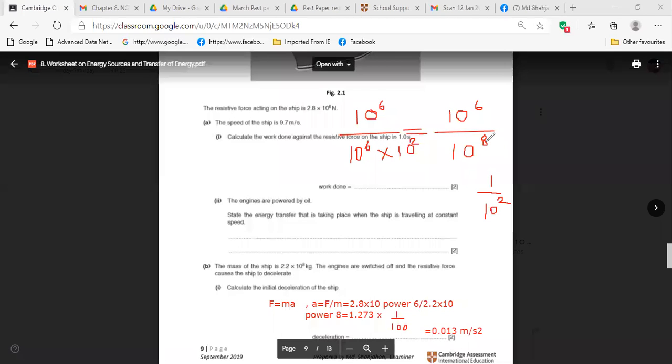Like index form, how it works, the power we should add them, like 10 to the power 6 and 10 to the power 2. If you add the power, it comes 6 plus 2, it is 8. Have you understood now? Yes, sir. So in down we are multiplying, like 10 to the power 6, we can write this way, 10 to the power 3 times 10 to the power 3.